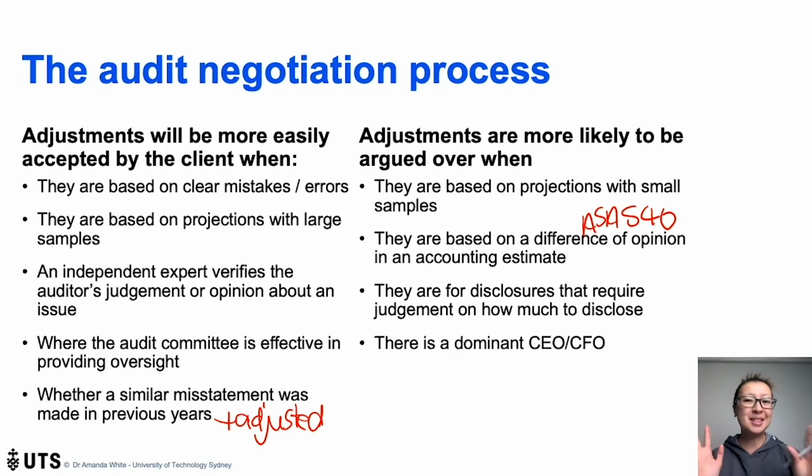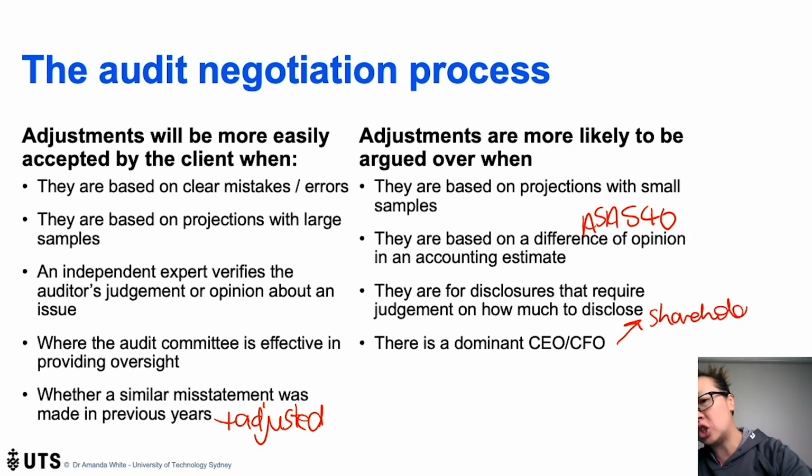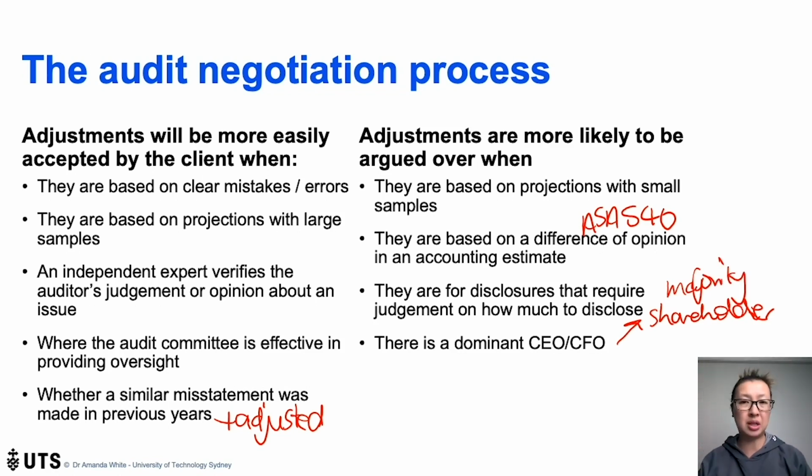Where there's a dominant CEO and CFO, they're likely to dig their heels in, especially if there's no audit committee. If it's a smaller company that doesn't need an audit committee, a dominant CEO or CFO might say, yeah, no, don't want to make the changes. Or if they think they've got control over the shareholders. So dominant CEO or CFO also means that they're often majority shareholder. Now that's not going to happen in publicly listed firms, but it happens in smaller entities where they say, look, I own 51% of the shares, I'm the CEO, I don't want to make a change.